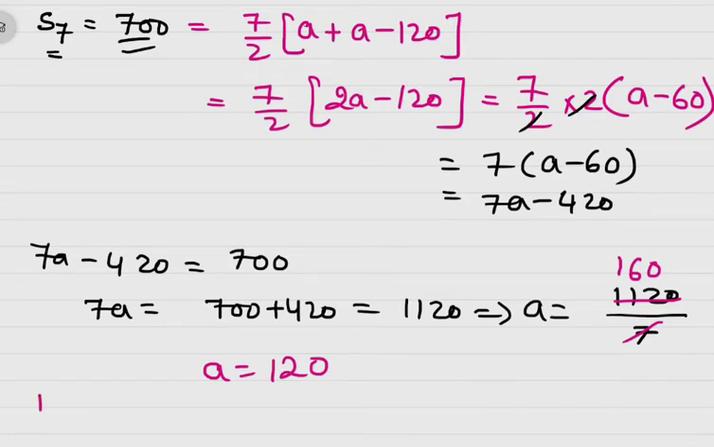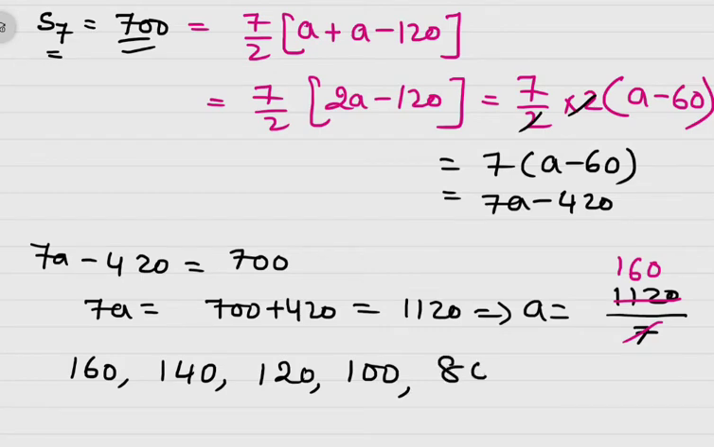So see, the first prize is 160. Second prize is 160 minus 20, so that will be 140. Third prize 120. Fourth prize 100. Fifth prize 80. Sixth prize 60. And seventh prize is 40. So this way the amount will be distributed among the winners.